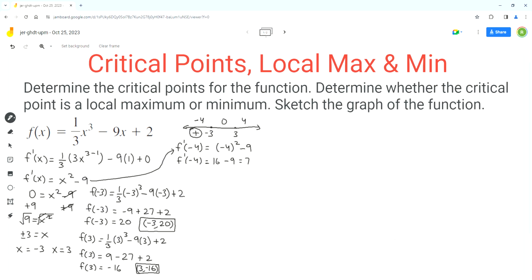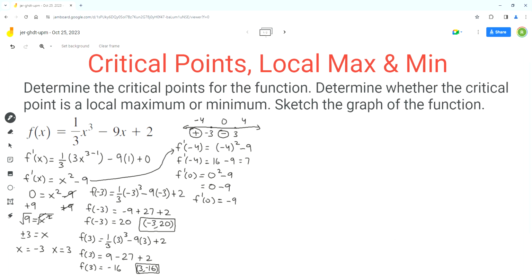Now we can use the test value 0. f prime of 0 equals 0 squared minus 9, which is equal to 0 minus 9. So f prime of 0 is equal to -9. We got a negative value. That means the function is decreasing between -3 and 3.